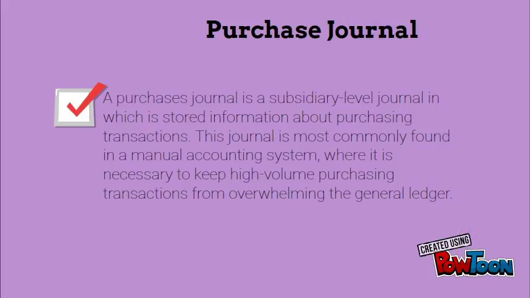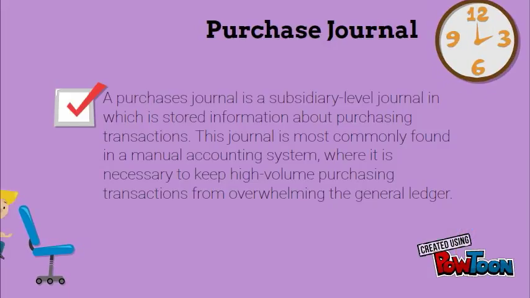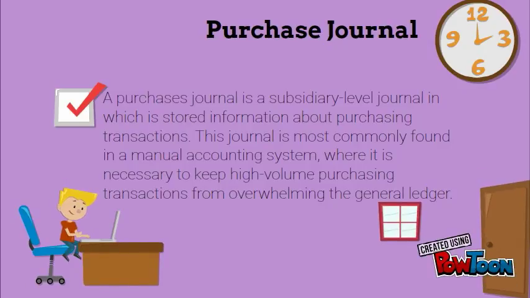Purchases journal. A purchases journal is a subsidiary level journal in which information about purchasing transactions is stored. This journal is most commonly found in a manual accounting system, where it is necessary to keep high-volume purchasing transactions from overwhelming the general ledger.